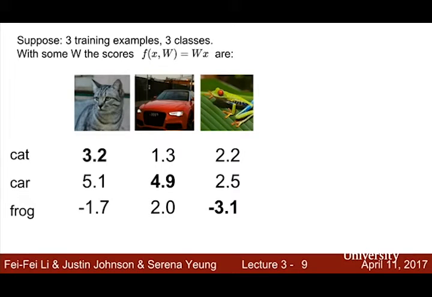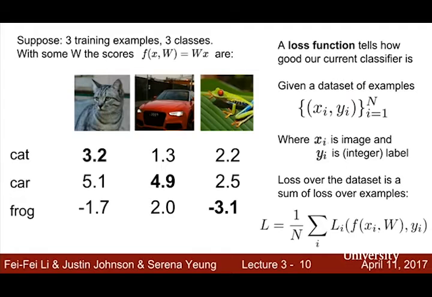Again, in this example, the cat is maybe not so correctly classified. The car is correctly classified. And for the frog, this setting of W got the image totally wrong, because the frog score is much lower than the others.